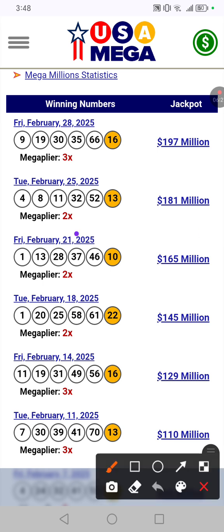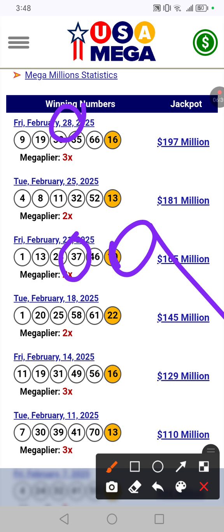I noticed that when they do that, on the next day they also subtract the date from the number, and then they play the number as it is. That's how I got the 9, because 37 minus 28 gives you 9. That's how I got the 9, guys.